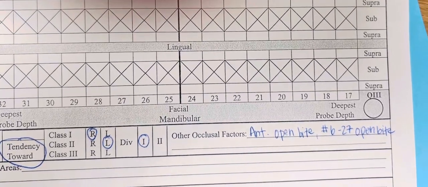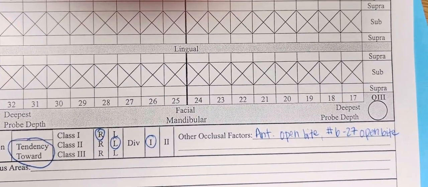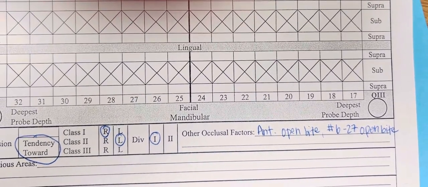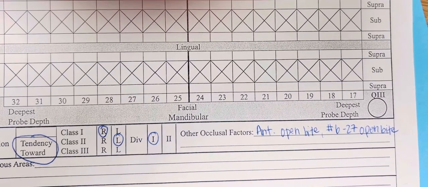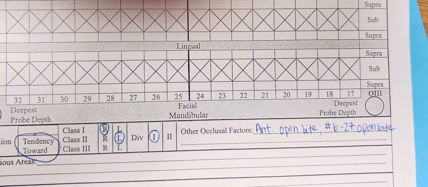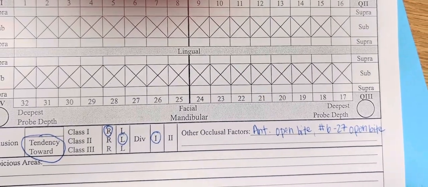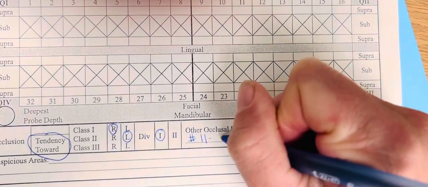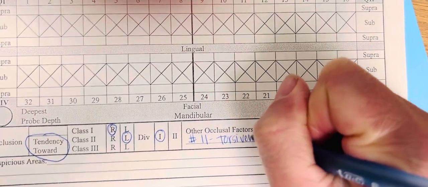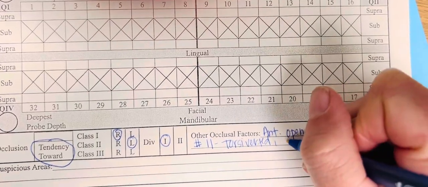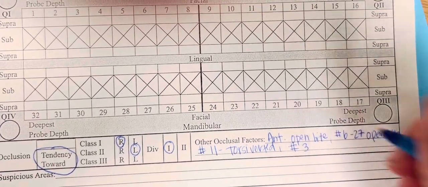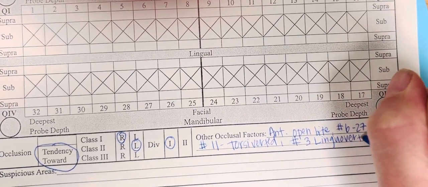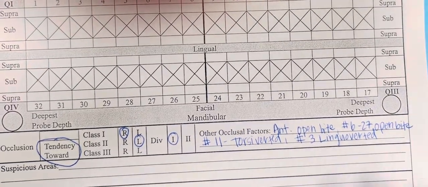Then last thing you'll evaluate with occlusion is any malrelations of individual teeth. These would be things like torsiversion, buccoversion, labioversion, etc. And you will chart those by individual tooth numbers. So for example, maybe you have tooth number 11 torsiverted and tooth number 3 is linguoverted. Again, be as specific as possible.